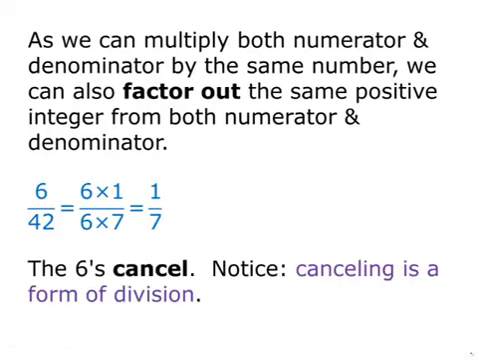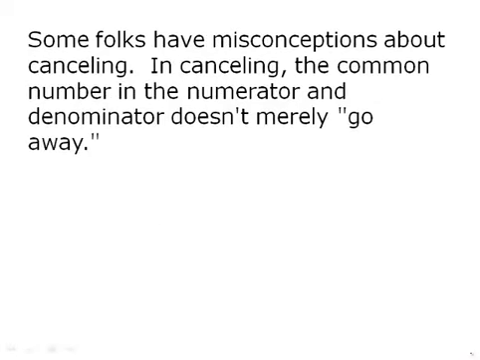The 6's cancel. Notice that canceling is a form of division. That's very important. Canceling is a form of division. Some folks have misconceptions about canceling. And canceling, the common number in the numerator and denominator does not merely, quote, go away. A lot of people have this sloppy way of talking about it. The 6's go away.